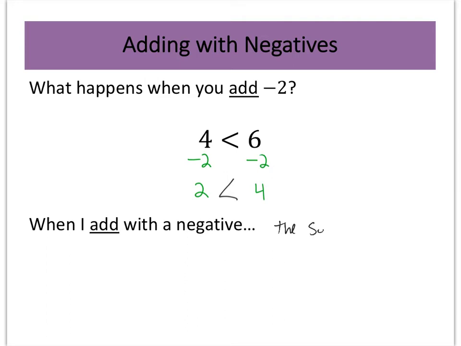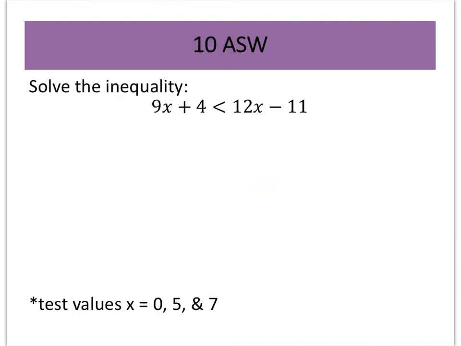The symbol stays the same. We could do this for lots and lots of little examples, but in general, when I'm adding negatives or subtracting with negatives, nothing changes. So that's going to be really important as we work to solve some inequalities, and sometimes it shows up and sometimes it doesn't. So let's take a look at a few examples.